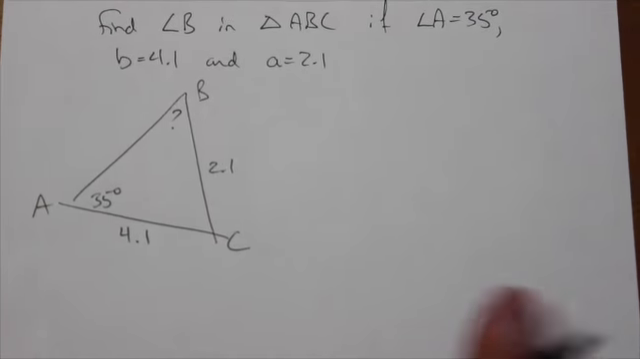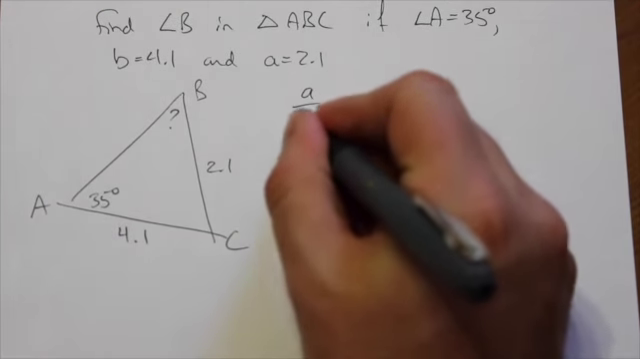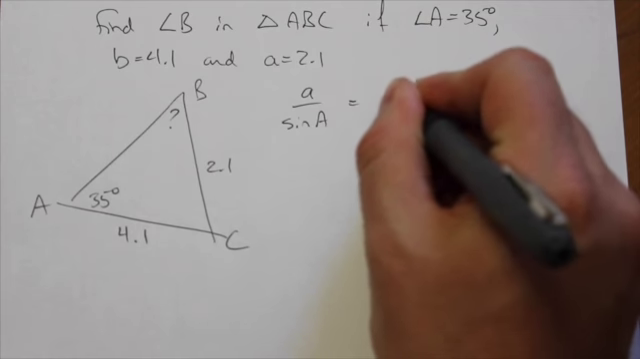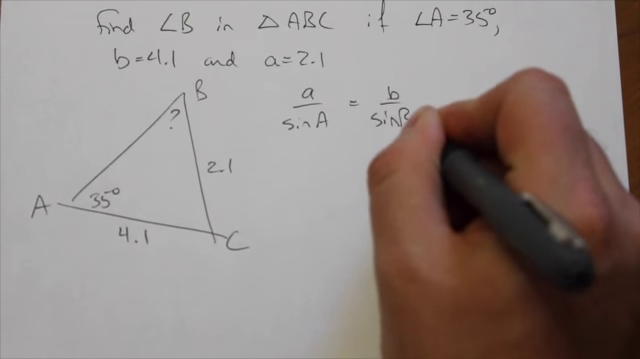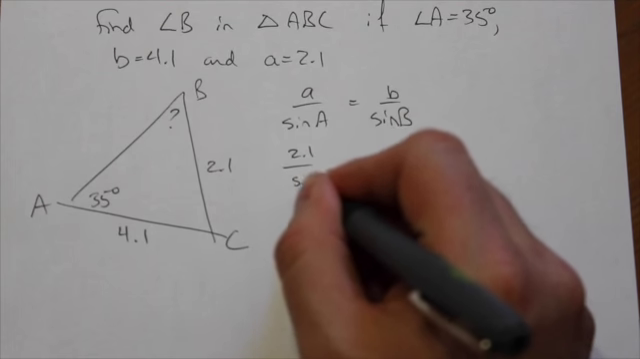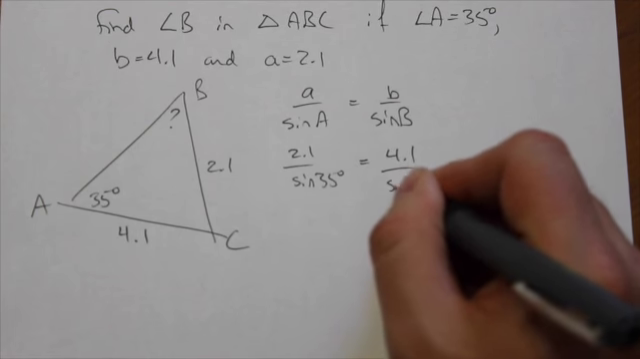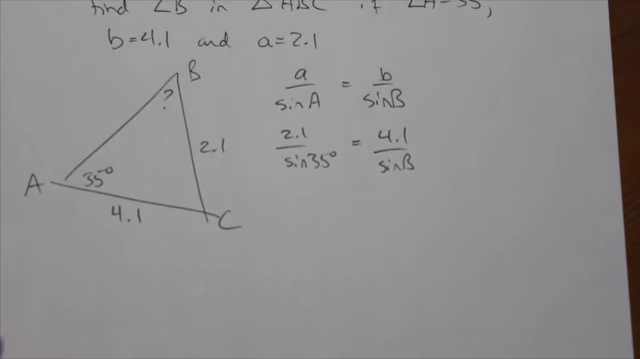I know this is a sine law question because I have the angle-side pair for A. So this is going to be a over the sine of A is equal to b over the sine of B. And now I'm going to plug in my numbers. So 2.1 over the sine of 35 degrees will equal 4.1 over the sine of B.